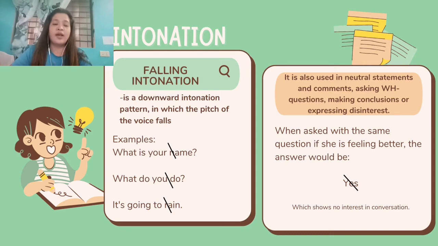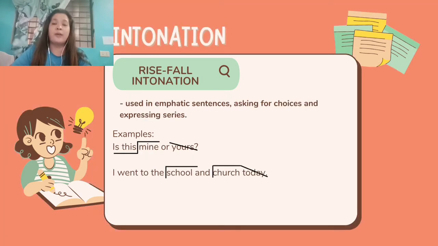The next, number 3, is rise-fall intonation. Ang may pagtaas at pagbaba na intonation. Rise and fall intonation is used in emphatic sentences, asking for choices and expressing series. Example is, is this mine or yours? Rising in mine, rising or yours, falling. That is called rise-fall intonation.